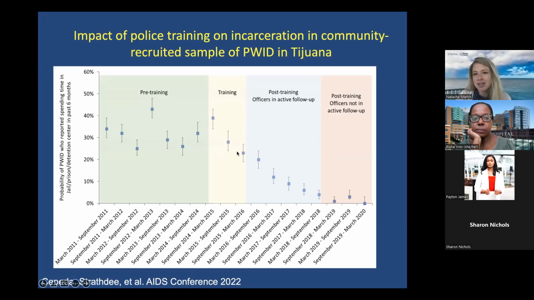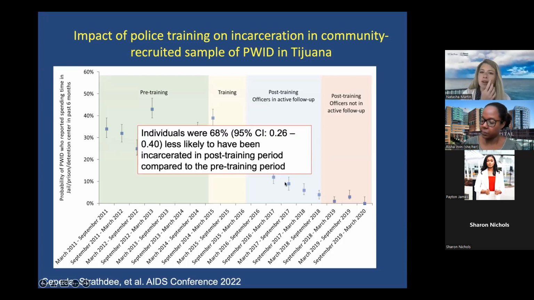During the training, this started to drop. And after the training, it continued to drop. And what we saw was that individuals were roughly 70% less likely to have been incarcerated after we had this Escudo intervention, in the post-training period compared to the pre-training period. So big declines in incarceration in that group.